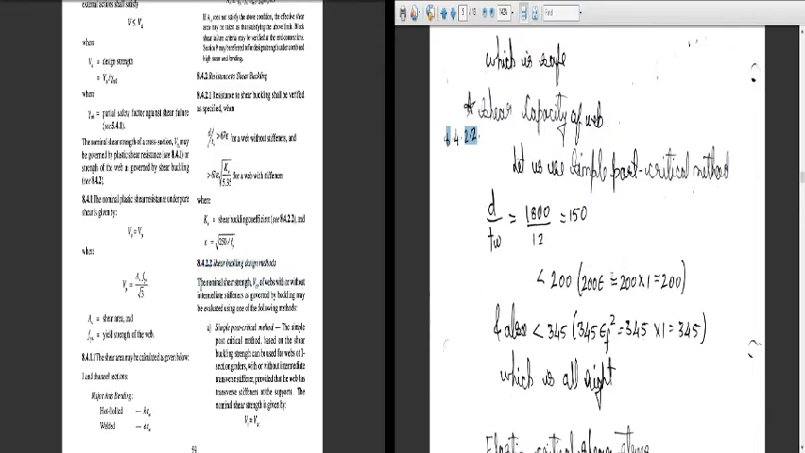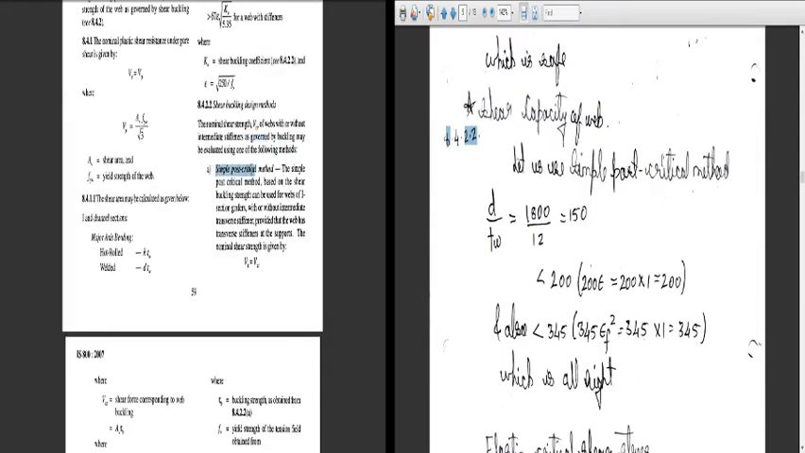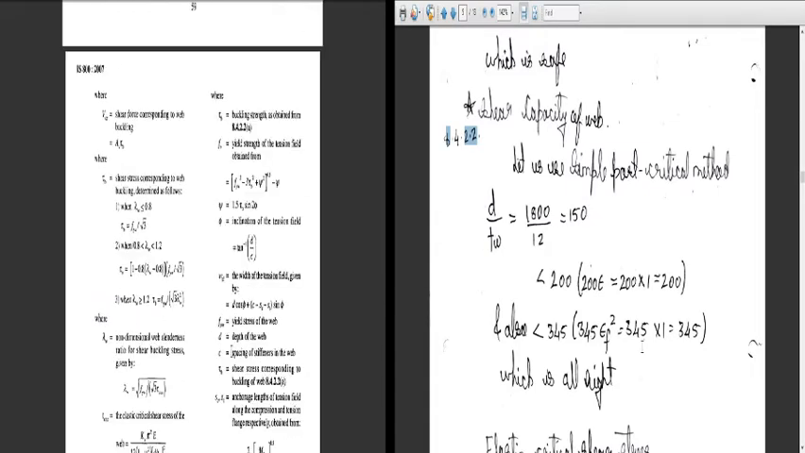Here they have clearly given the nominal shear strength Vn of webs, with or without intermediate stiffeners, as governed by buckling, which may be evaluated using one of the following methods. We have first the simple post critical method. Then we have the second method as well, the tension field method. So we are going to solve it according to the simple post critical method.